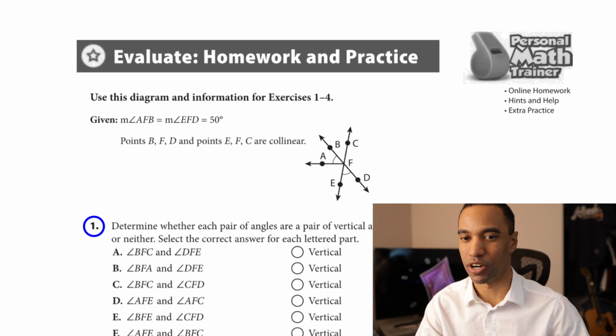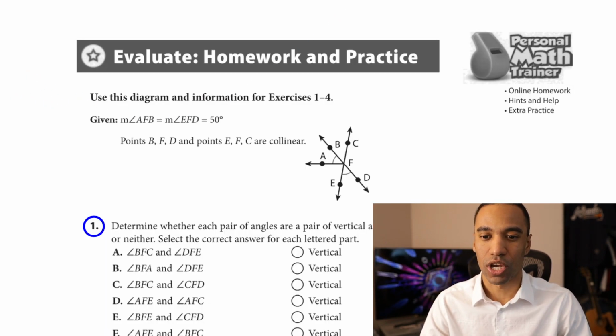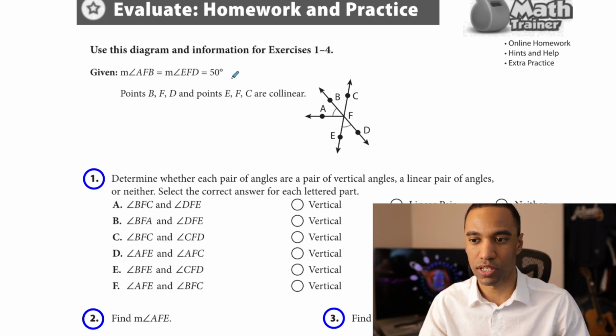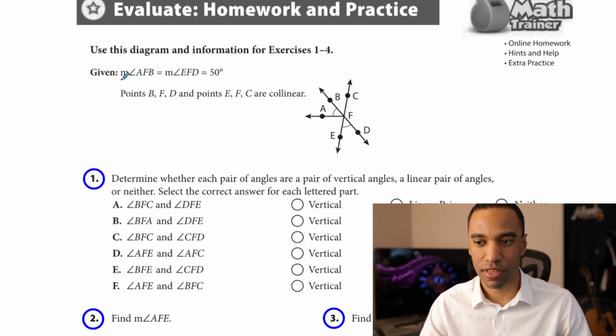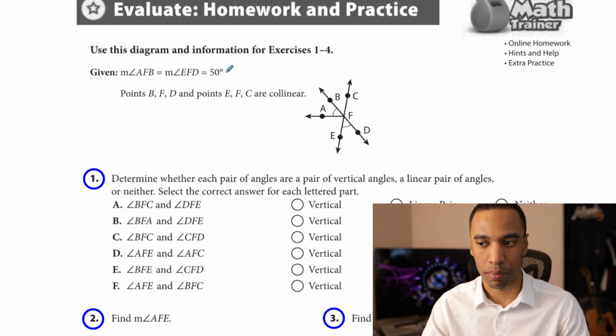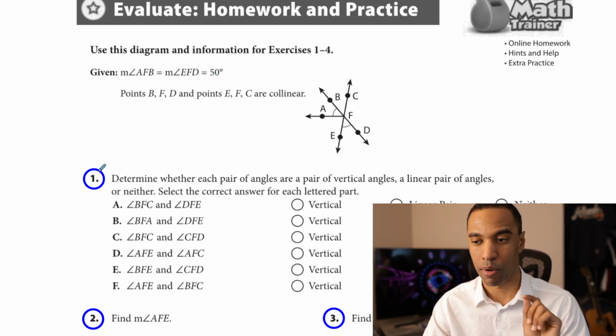Let's go ahead and get started on the problem set. Here we have a diagram, and before I do anything with the answers in number one, let's start marking up some things that may be important to us. I'm going to save the 50-degree part for when we hit numbers 2, 3, and 4. That is irrelevant at this very moment for number one.